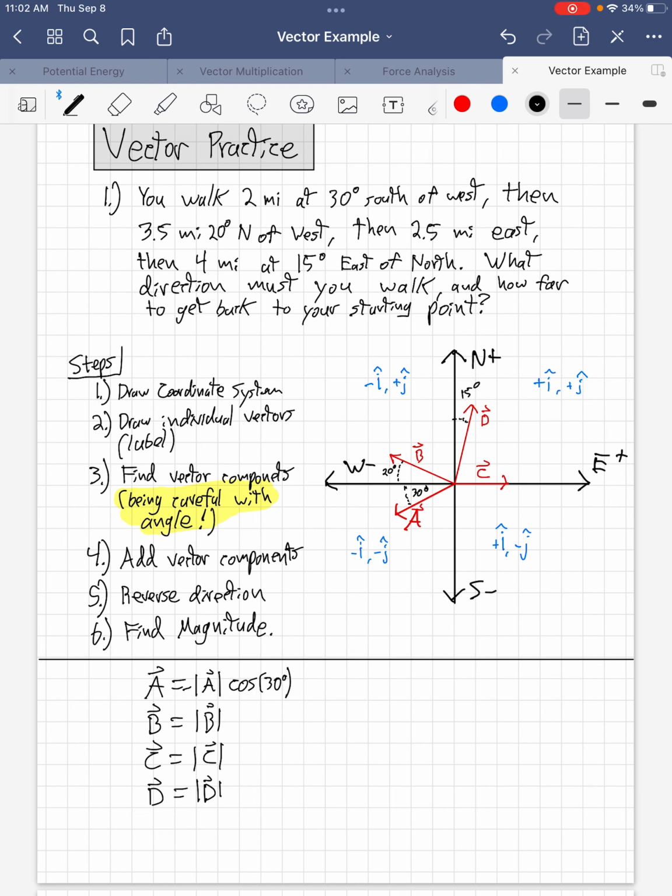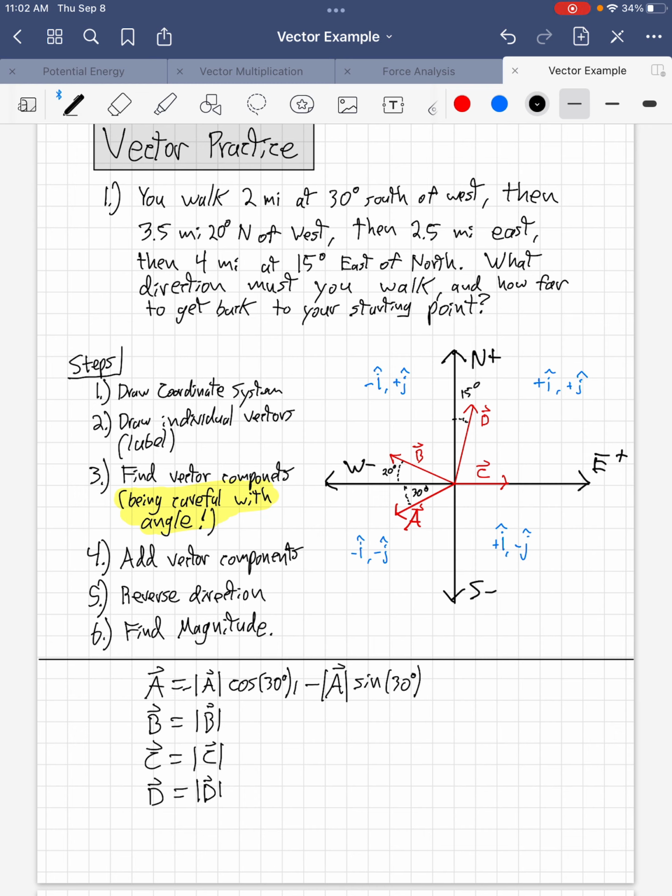All right, and as we said, the y component is opposite of that 30 degrees, so we know we're supposed to use sine, and we're in the negative quadrant, so the j component is also going to be negative, times sine of 30 degrees.